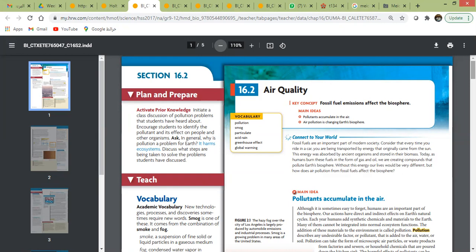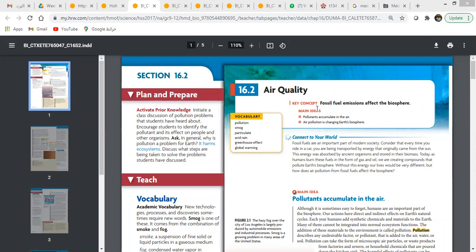How can we affect these cycles negatively? Who knows? Who knows how we can? Yes, Sami. By pollution. By pollution, Layan. Thank you very much. By pollution. We are a main element in making pollution in this ecosystem. One of the ways we pollute the air is using our cars, the factories, transportation. All of these make pollution, and this pollution is a result of fossil fuel emissions.